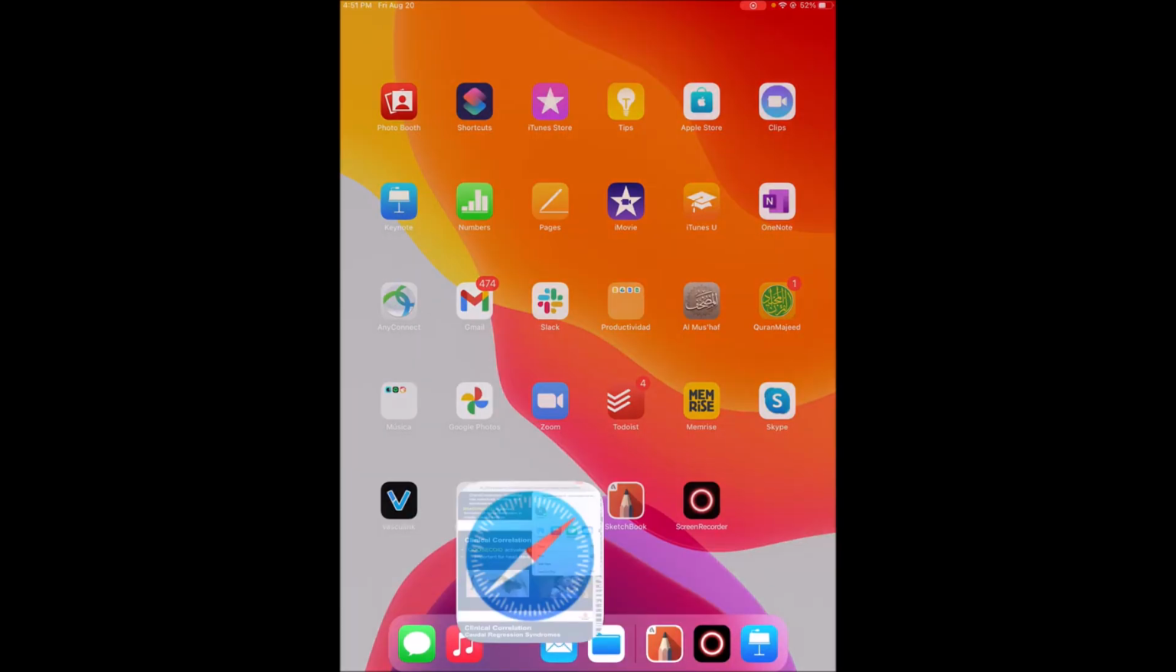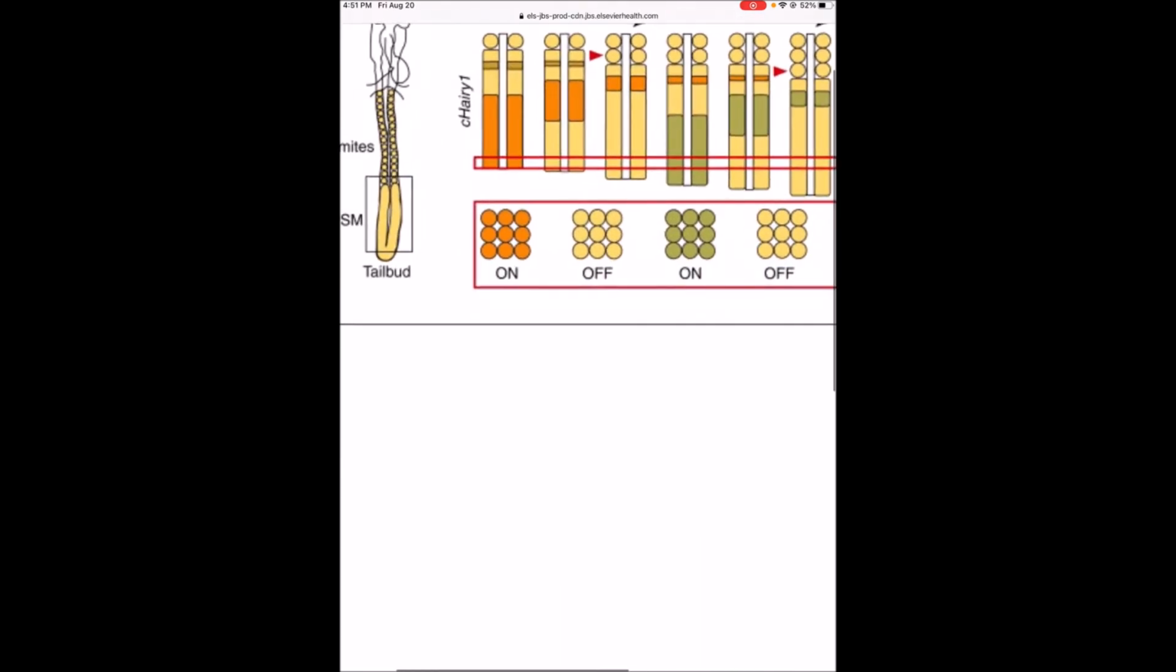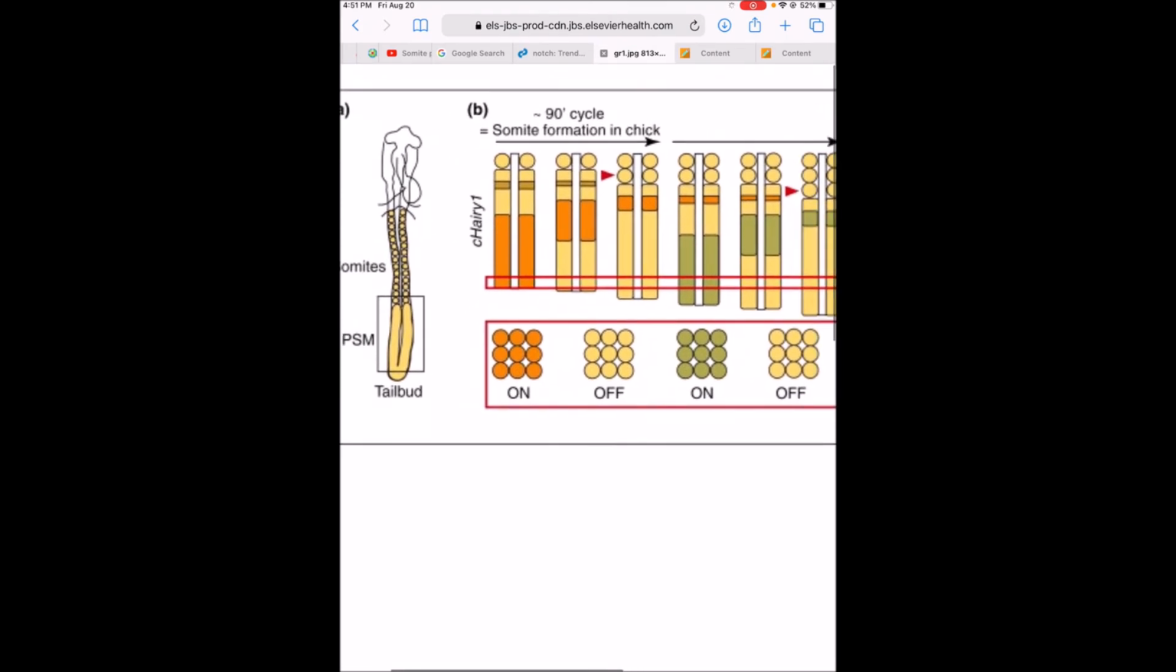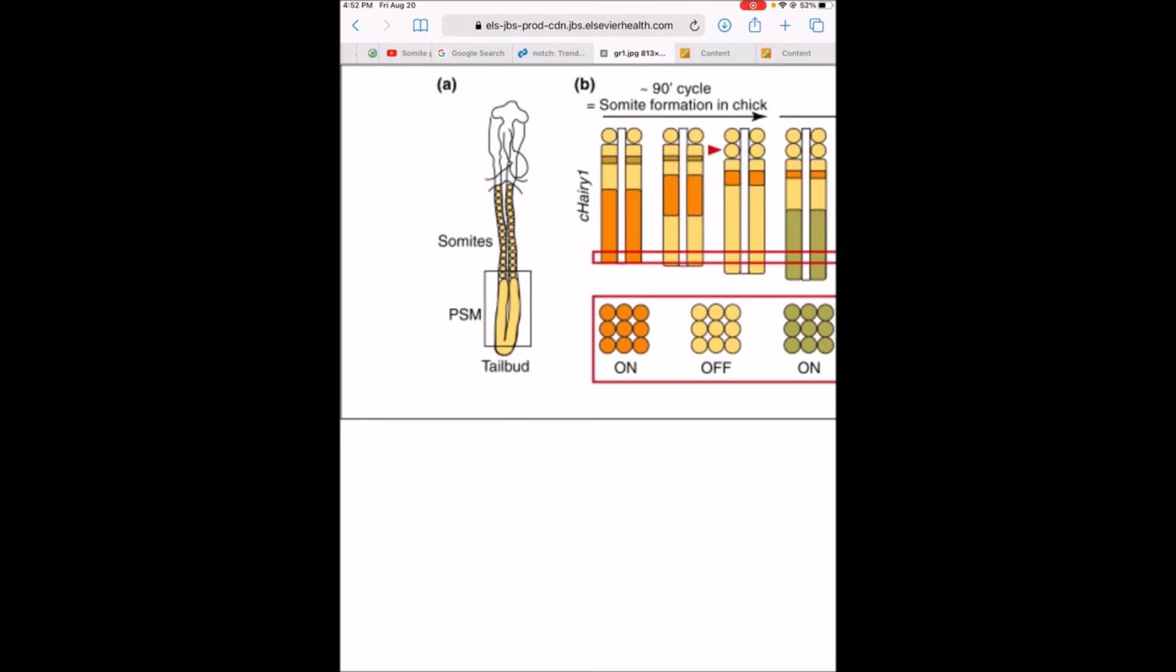So here's the idea, right? First off, you see on the left side in A, where are the somites forming? There they are, the little circles on either side of the neural tube, on either side of the axis. This is the paraxial mesoderm, remember the red layer that's forming somites. Okay. And what happens, right? So there are 3, can I mark this up?